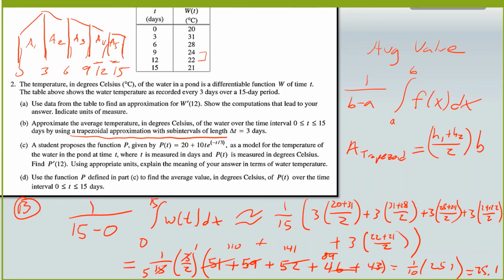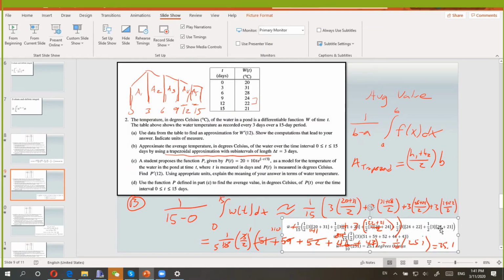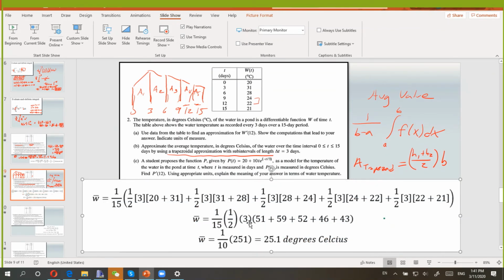Okay, any questions on what we did? No. Okay, I'm going to throw their answer over the top of this so you can see that. Okay, same idea. So your average value is 1 over b minus a, that's 1 over 15, times our estimate for our integral, which is our trapezoidal approximation, which is half of the average of my heights times the base for every problem. We add them all together to get 1/10 of 251, which is 25.1.